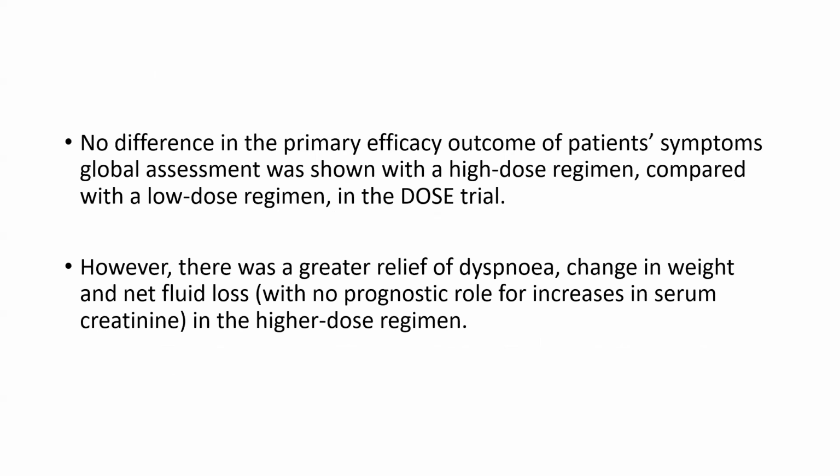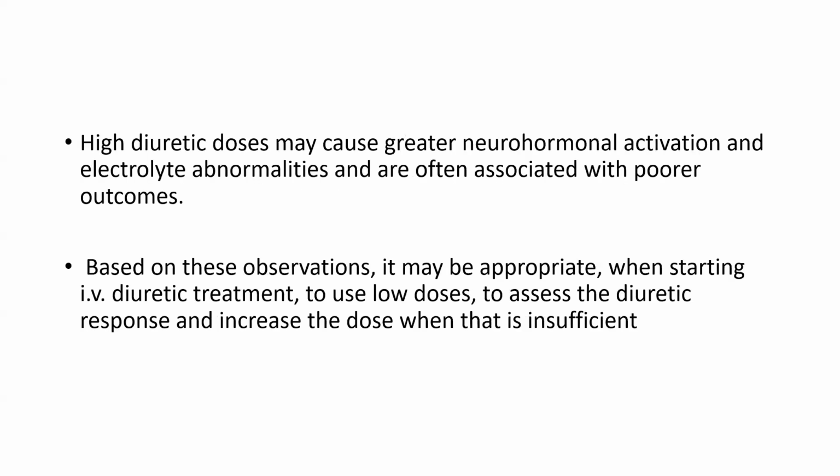No differences in the primary efficacy outcome of patient symptom and global assessment was shown with the high dose regimen compared with the low dose regimen. So we can see according to the dose chart, even if we start the loop diuretics with the high dose, or even if we are starting the loop diuretics with the low dose, there is no difference. However, there is a greater relief of dyspnea, change in the weight, and the net fluid loss if we start the patient with the high dose regimen.